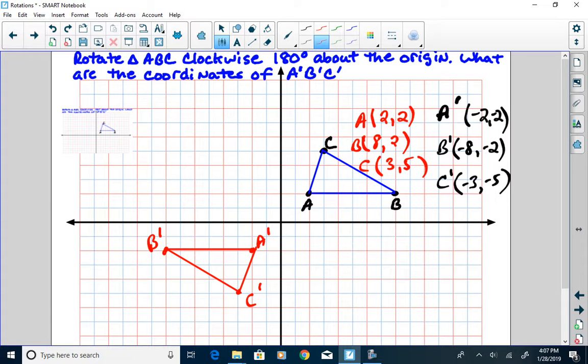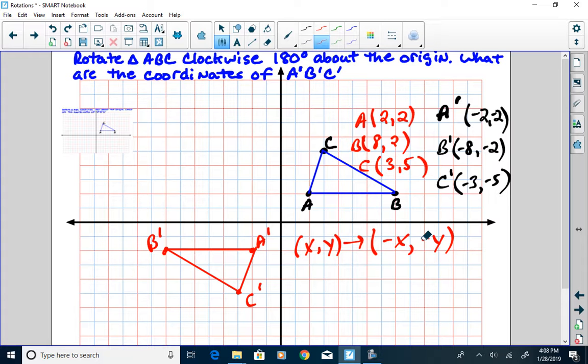Right? And what do you guys notice if you're trying to write a rule? x, y goes to, right? Looks like we have the opposite of our x value. Our pre-image x value is 2. Our image x value is the opposite of 2. Our pre-image x value is 8. The image x value is the opposite of 8. Our pre-image value is 3 for x. Our image is the opposite of 3. So we want the opposite of x. And look at our y values. We go from 2 to the opposite of 2, 5 to the opposite of 5. Opposite y. So that's a really easy rule to remember.